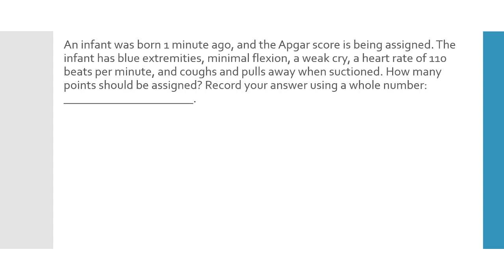The baby's extremities are blue, which equals 1 point for the color category. Minimal flexion of extremities or sluggish movement gets 1 point for muscle tone. Slow, irregular respirations or weak cry gets 1 point for respiratory effort. 100 beats a minute or higher receives 2 points for heart rate. And active motion, which is sneezing, coughing, or pulling away, gets 2 points for reflex response. So that equals 7 points for the APGAR score. And that is the answer to this question.